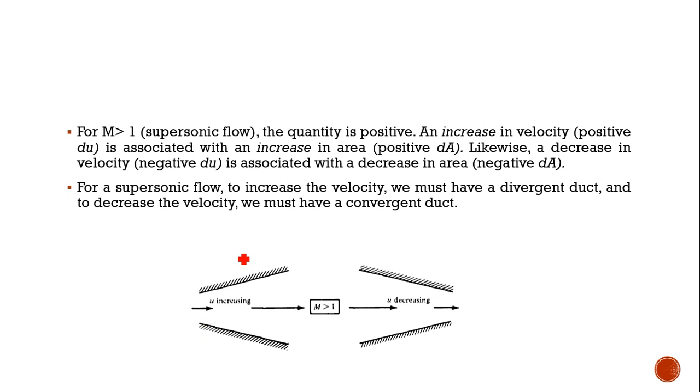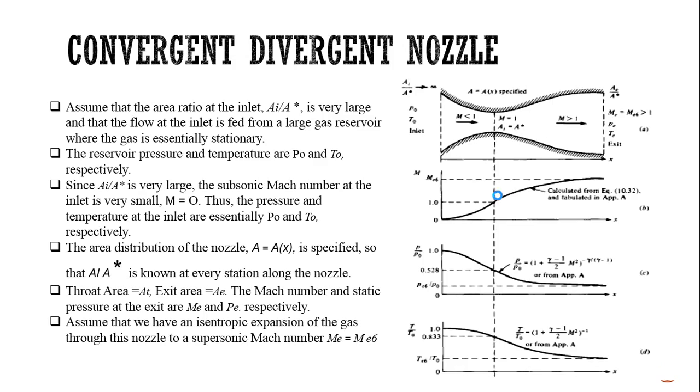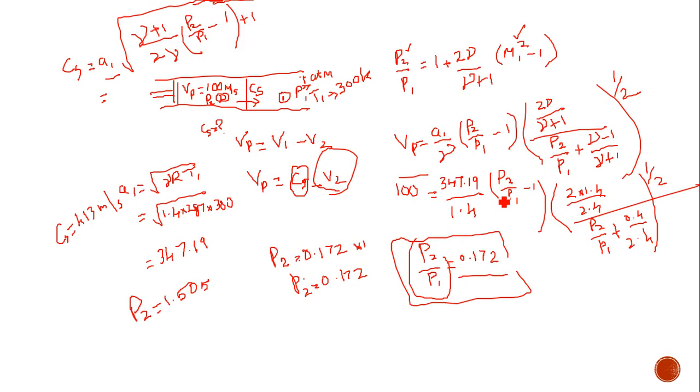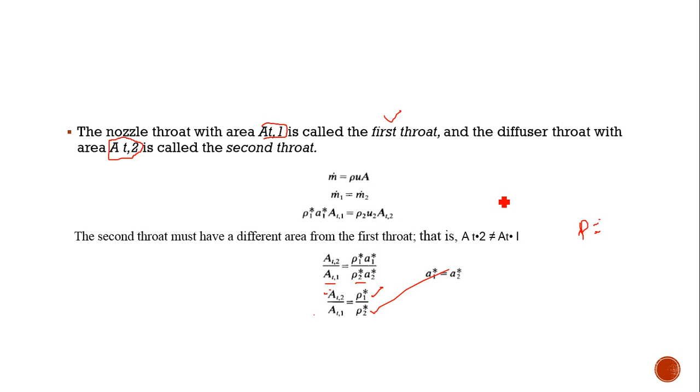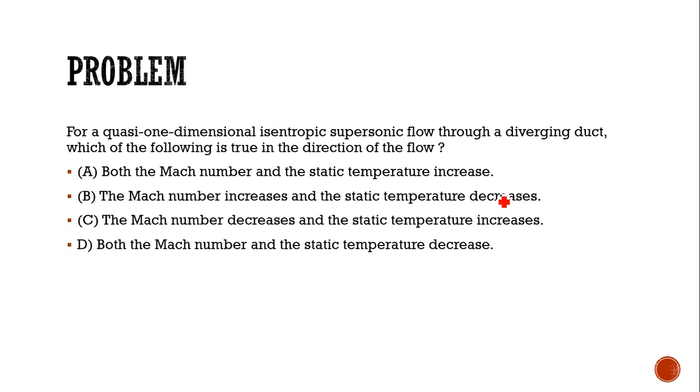See, if we have a diverging duct after the throat, in the throat we will get M equal to 1. For supersonic flows, at the throat we will get M equal to 1. After that the speed will be increased because of this diverging duct. If you have a converging duct, the speed will be reduced. Just remember this thing, then it will be easy for you. So now tell me the answer for this.